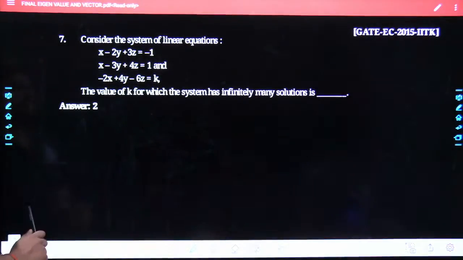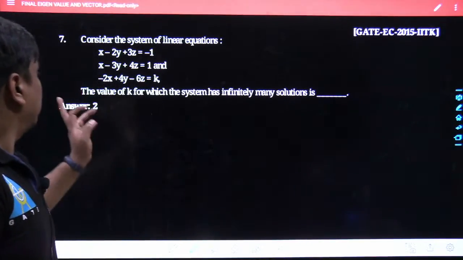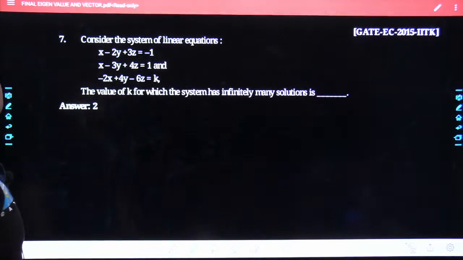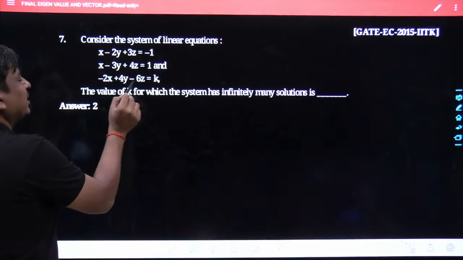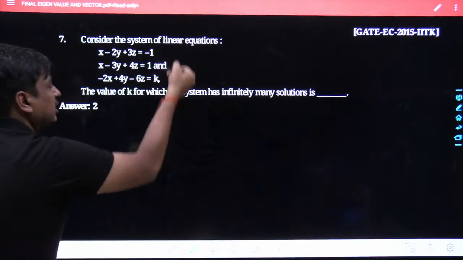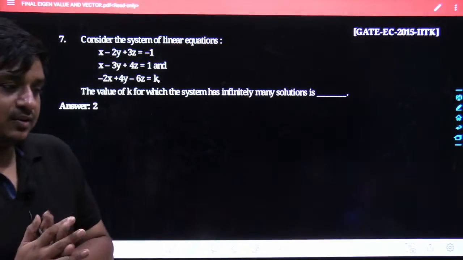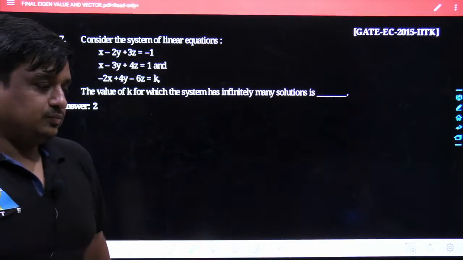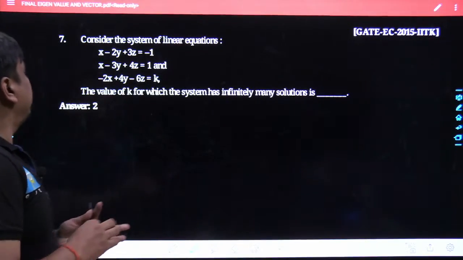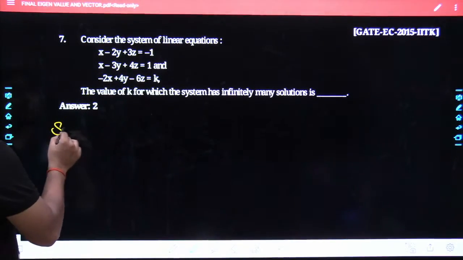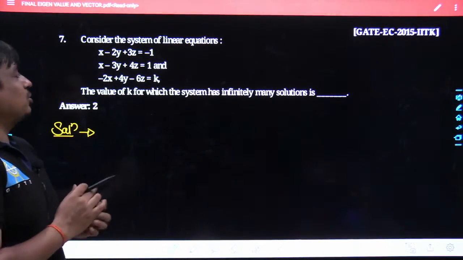Deliberately, the next question which I have chosen is a problem from the non-homogeneous equation. Why? Because you can see very well it's the matrix 1, minus 2, 3; 1, minus 3, 4; minus 2, 4, minus 6, times x, y, z, and here the column matrix we have is a non-zero matrix. Tell me what's going to be the answer for this.